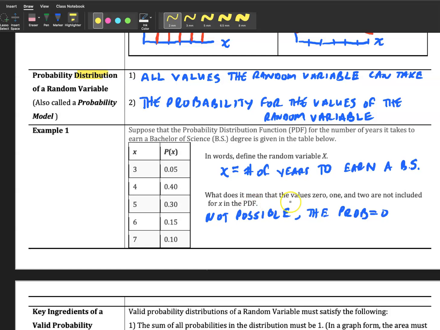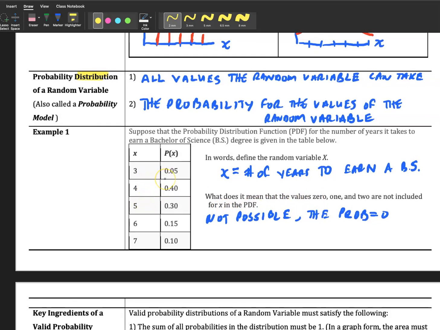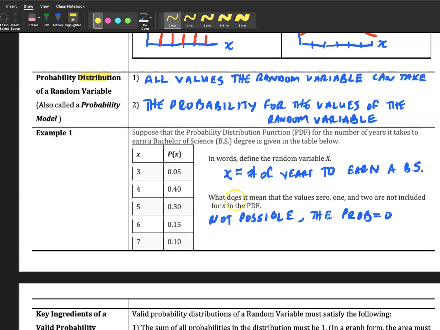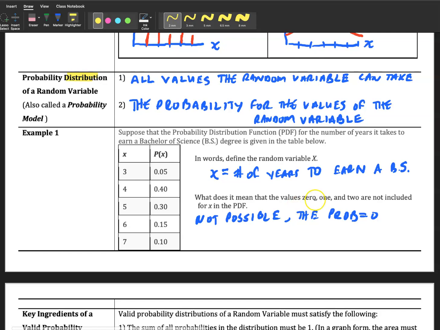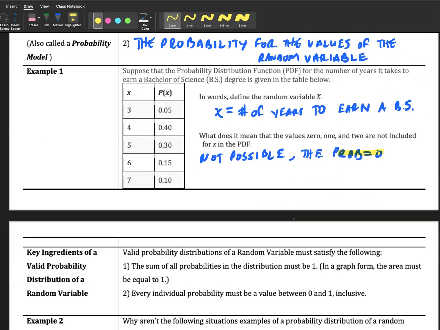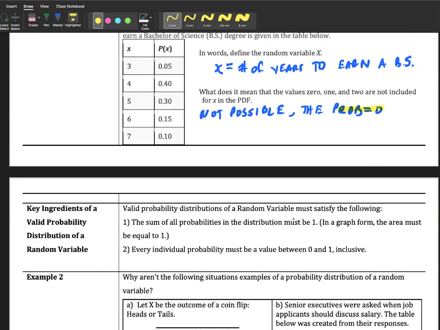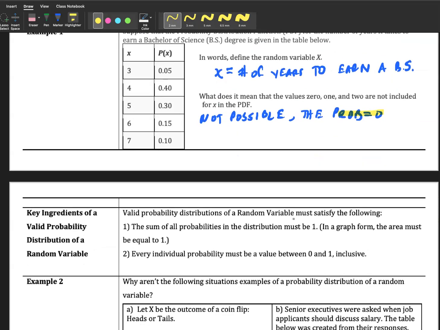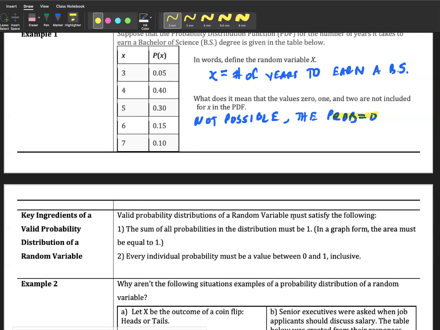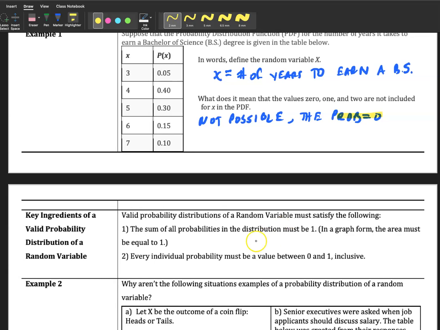What does it mean that the values 0, 1, 2 are not included in this probability distribution? It's because those values aren't possible. We have no one who graduated in 0, 1, or 2 years, so their probability is 0. That's what we're going to be talking about as we think about random variables and move into a more statistical perspective of that.